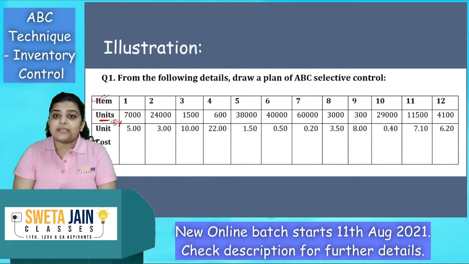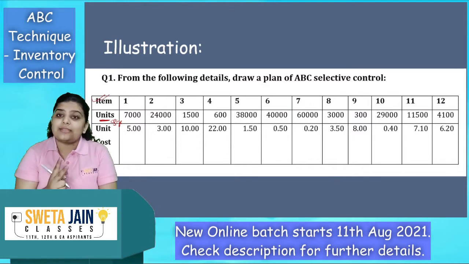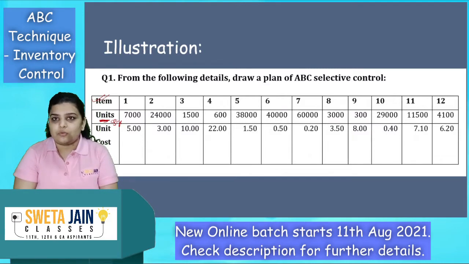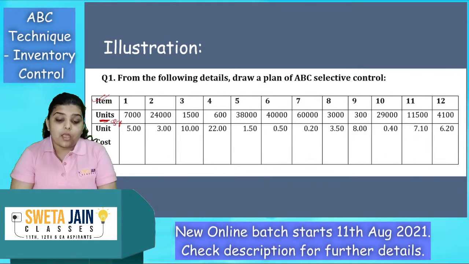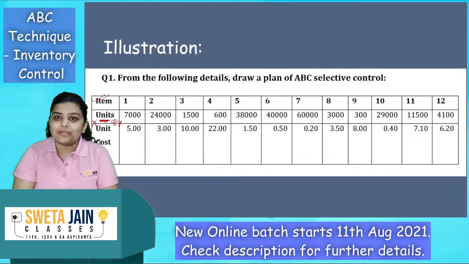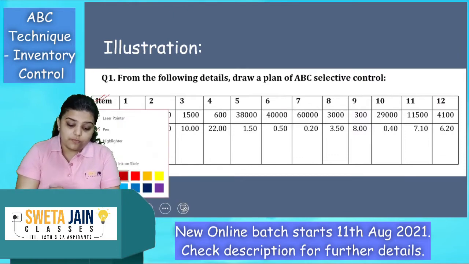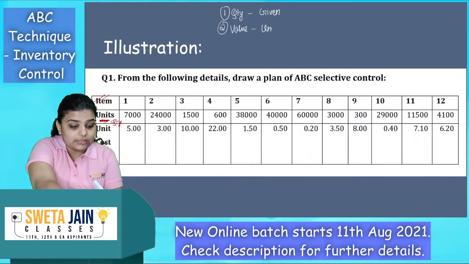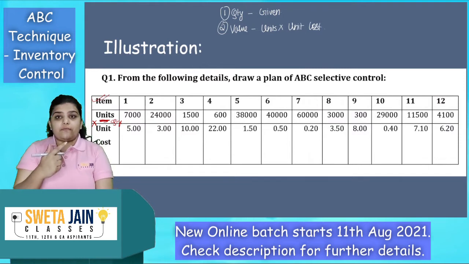Now, when we are doing the ABC selective control, what are the two things that we require? One, we require the value or the investment, and the second is the quantity. Quantity is given to us, but the value is not given to us. So that means we have to calculate the value. How do we calculate the value? If we multiply the units with the unit cost, we'll get our value. So our first job is finding out two things: quantity, which is given to us, and second is the value, which is the units into the unit cost.